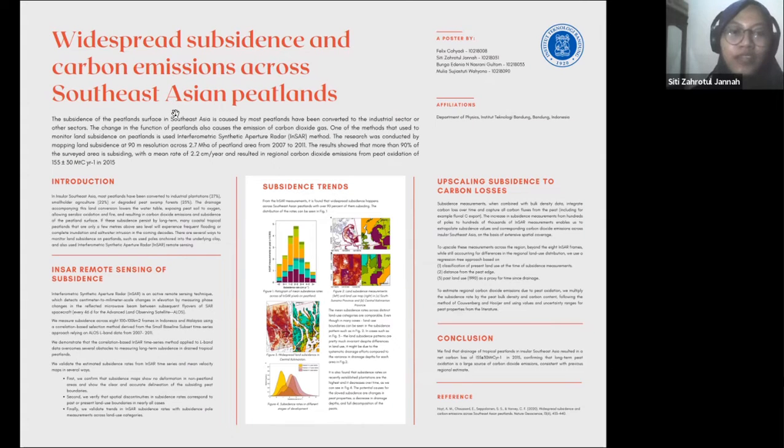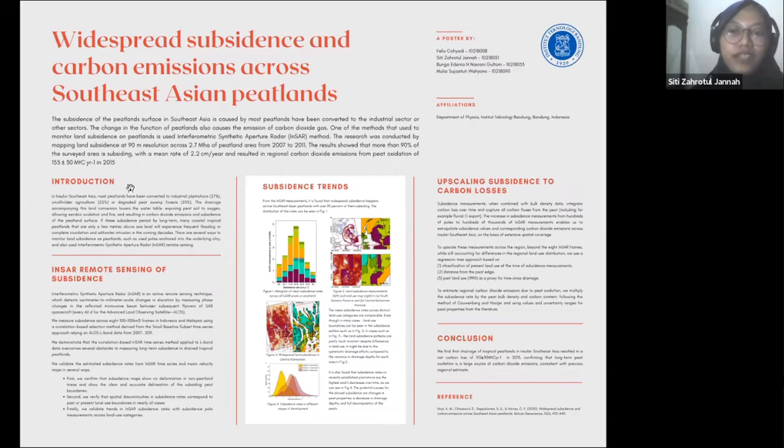In insular Southeast Asia, most peatlands have been converted to industrial plantation, smallholder agriculture, or degraded peat swamp forests. The drainage accompanying this land conversion lowers the water table, exposing peat soil to oxygen, allowing aerobic oxidation and fire, and resulting in carbon dioxide emission and subsidence of the peatland surface.